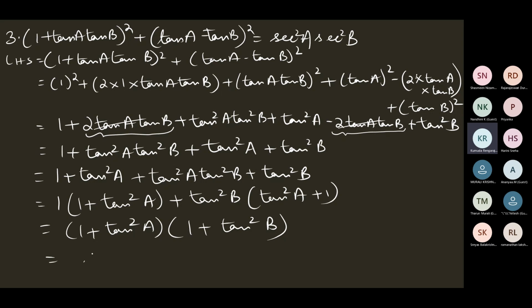Now 1 plus tan square A is secant square A, and 1 plus tan square B is secant square B. You can see it's a multiplication. So secant square A into secant square B, because secant square A minus tan square A is 1, and secant square B minus tan square B is 1. So 1 plus tan square A is secant square A, and 1 plus tan square B is secant square B, which is clearly the RHS.